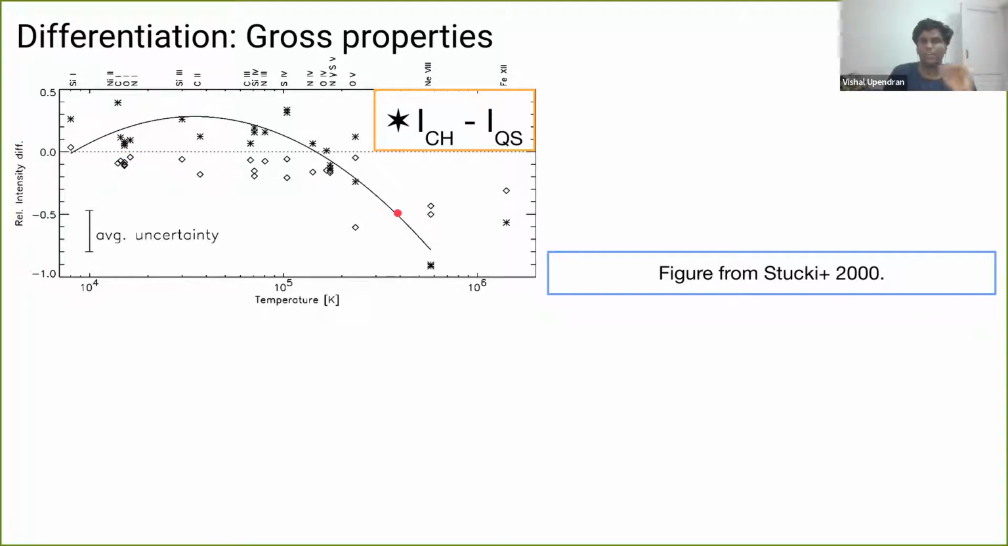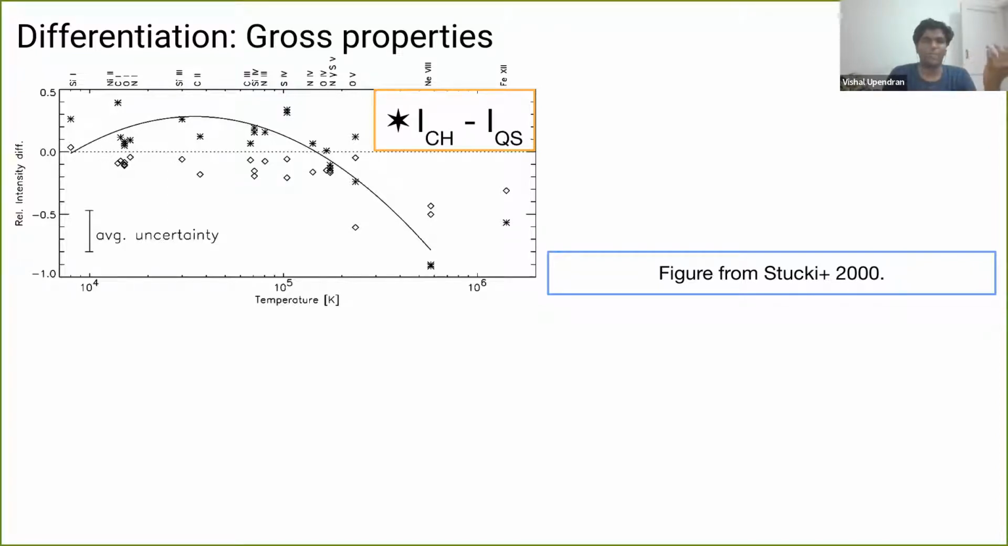So Stucki et al. had a series of papers discussing this whole set of results. And what they find is that within the uncertainties, for ions which form at less than 10 to the 5 Kelvin, for example, the coronal hole and quiet sun intensities are not very different. They are very similar. And that is something we have visually seen from the previous slide. But if you look at some ion like neon 8, and put the average uncertainty error bar, something like that, you clearly see that the coronal hole intensity is much lower than the quiet sun intensity. So at high temperatures, you find the coronal hole intensity to be lower than the quiet sun intensity. But at lower temperatures, if you take an average, the intensity differences are not quite seen.